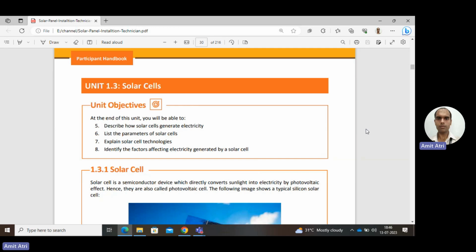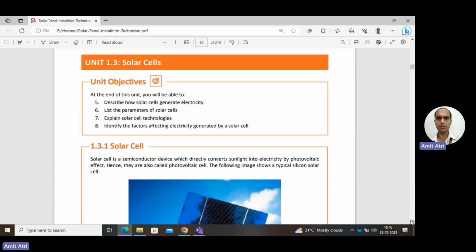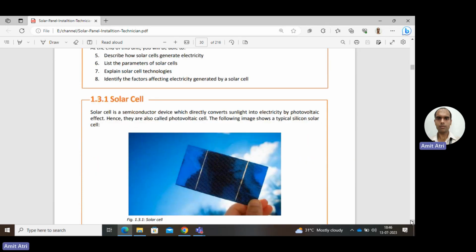Today we will study unit 1.3, that is solar cell. So first of all, what is a solar cell? A solar cell is a semiconductor device which directly converts sunlight into electricity by the photovoltaic effect. Photo is the word used for light, voltaic is for the electricity or the voltage. So it is directly, in one single stage, converting light energy into electric energy.